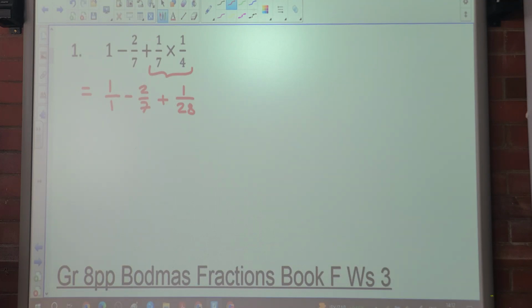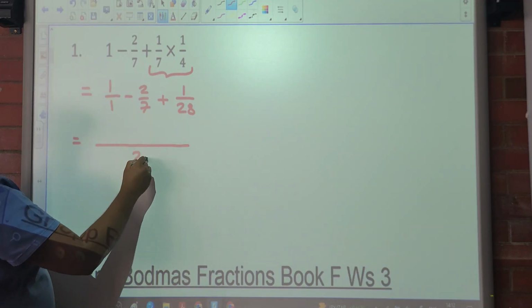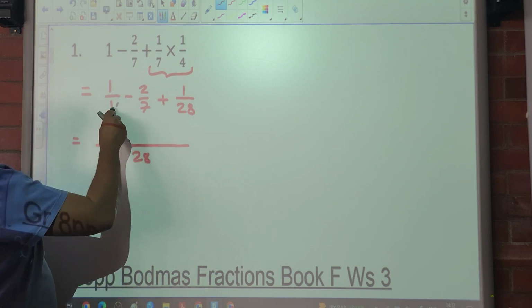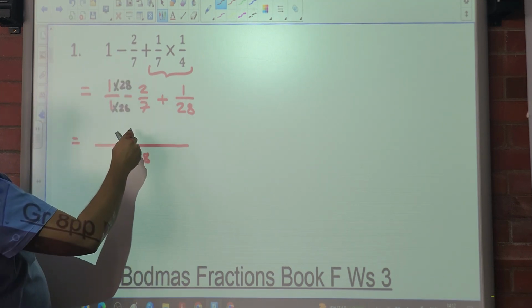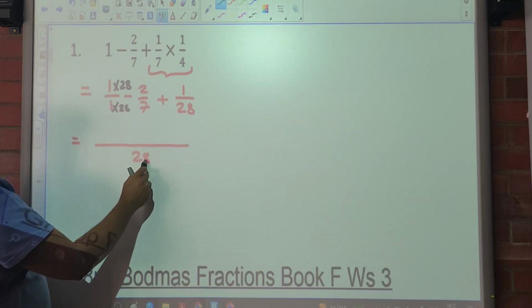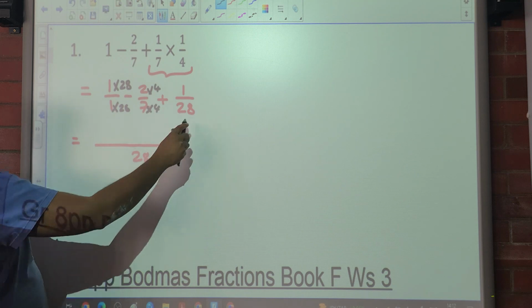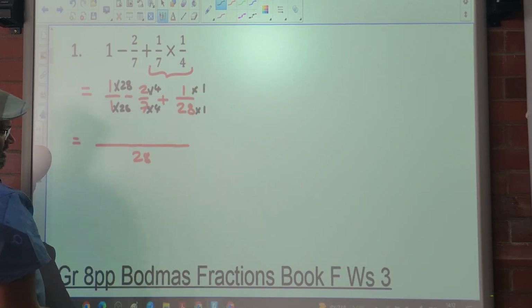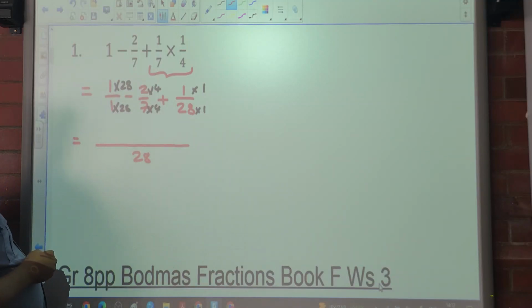What's your LCM here? 28. So 1 multiplied by 28 is 28. 7 multiplied by what is 28? 4. So you multiply the numerator also by 4. To get equivalent fractions, you multiply that by 1. As you can see, the denominator needs to be the same.